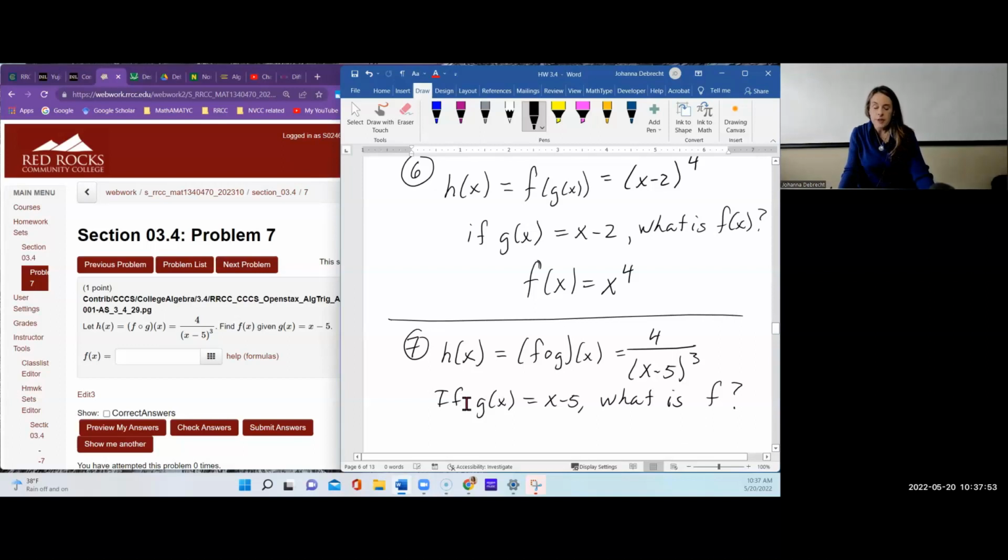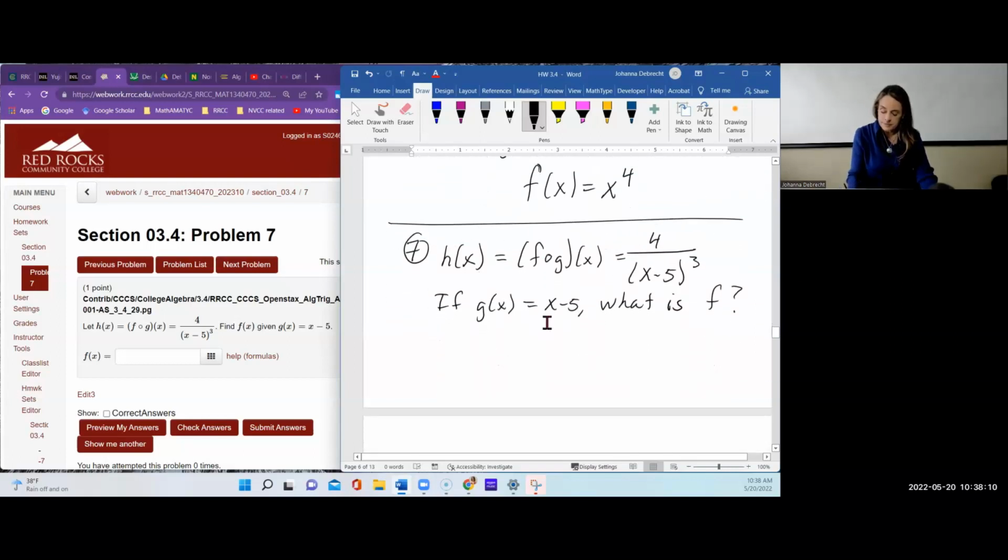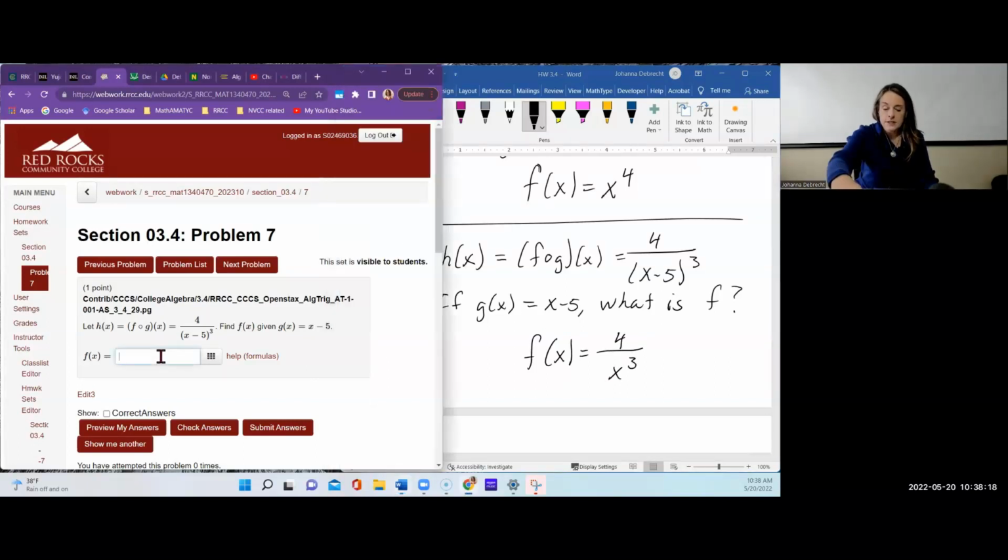Again, remember that f would have had the variable x in it, and we would have replaced it with an empty set of parentheses, which we would have opened up and then replaced with x minus 5. If we replace the x minus 5, moving backwards, with x, we get 4 over x cubed. Let's enter that now.